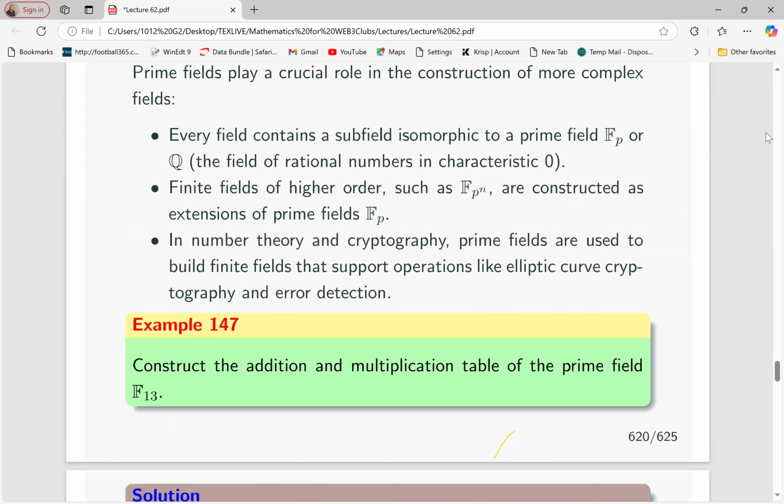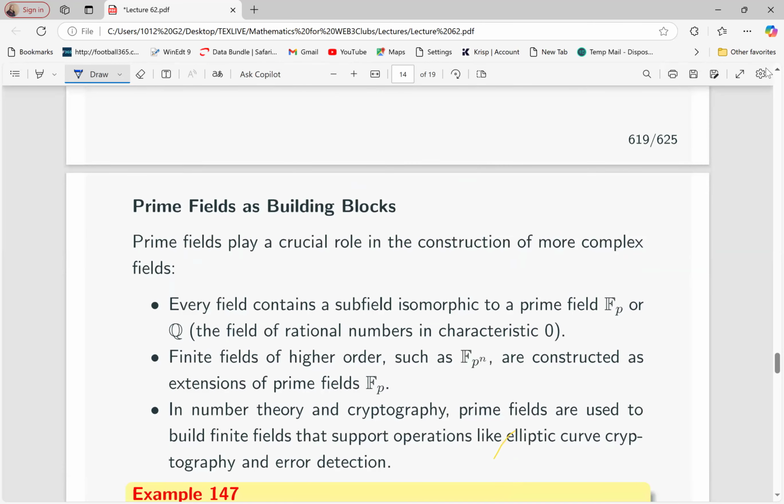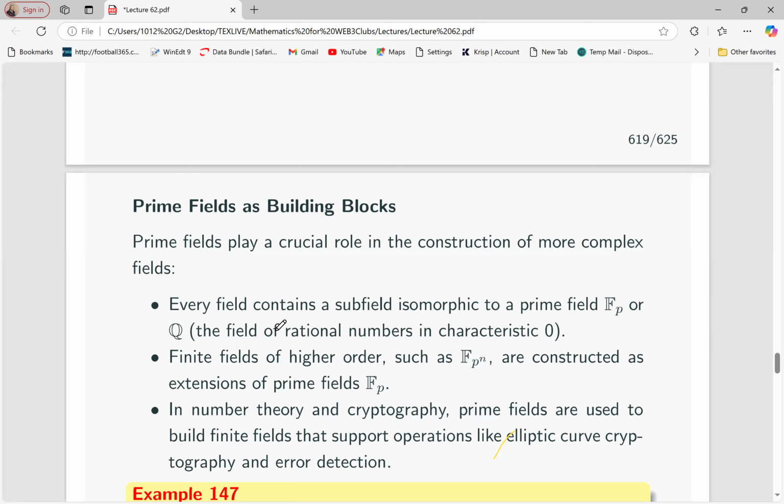Now, prime fields are very important. Of course, the next topic will be looking at how they are applied, especially in security, to do extension. You have a finite field, and out of this finite field, you can come up with another field. And this other field is what we call an extension of the prime field.